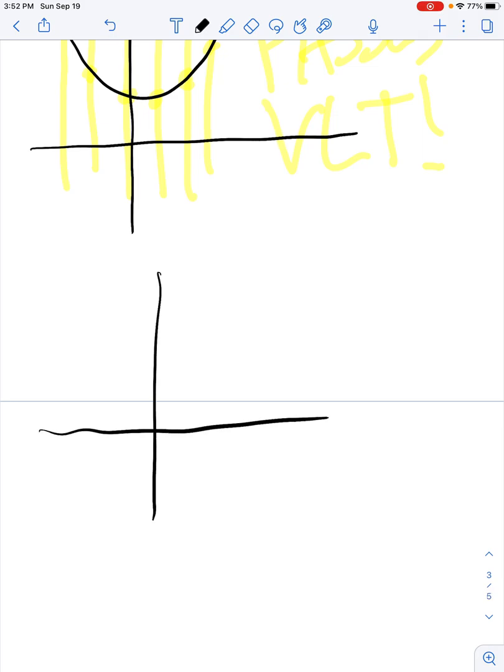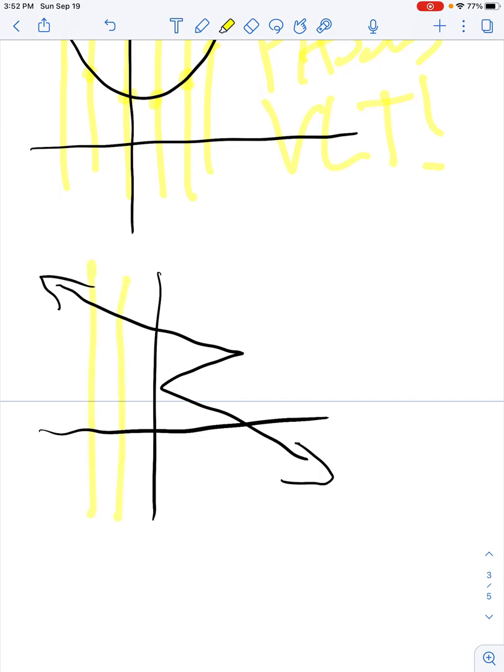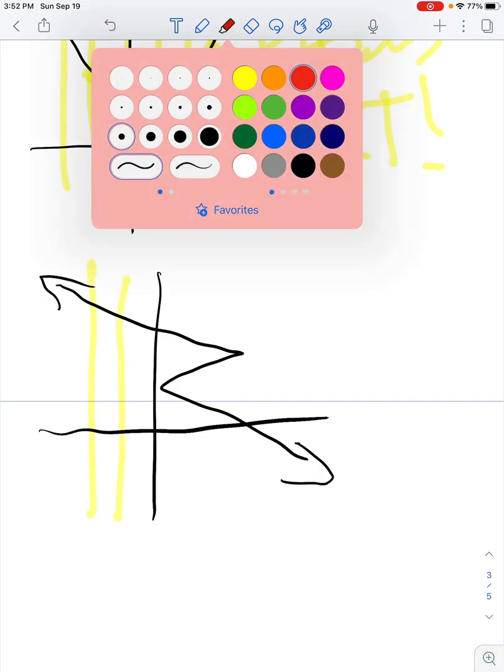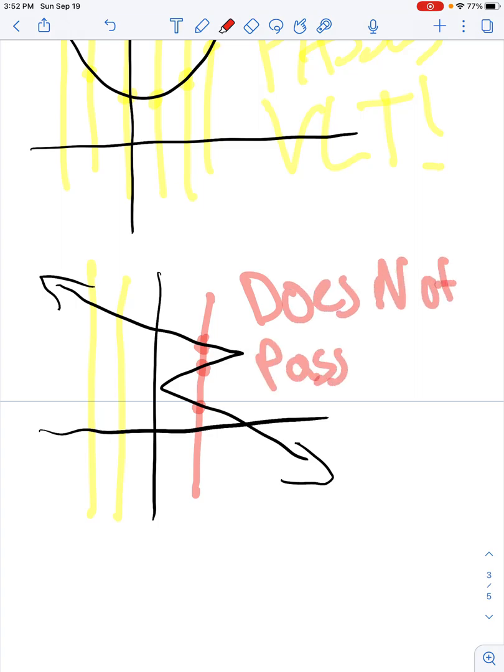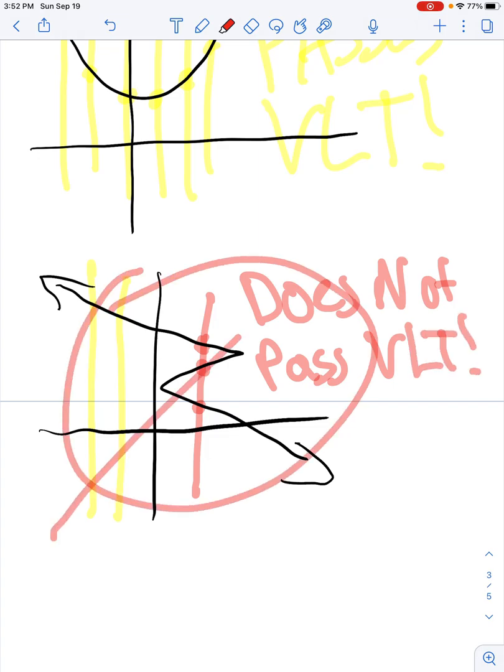Here's an example of a graph that would not pass the vertical line test. Say we had a graph that looked like this. Okay, right here it passes, right here it passes. Here it does not pass, okay, because I touch my graph 1, 2, 3 times. So it does not pass the vertical line test. So again, this would not be a function. You could not call that a function.